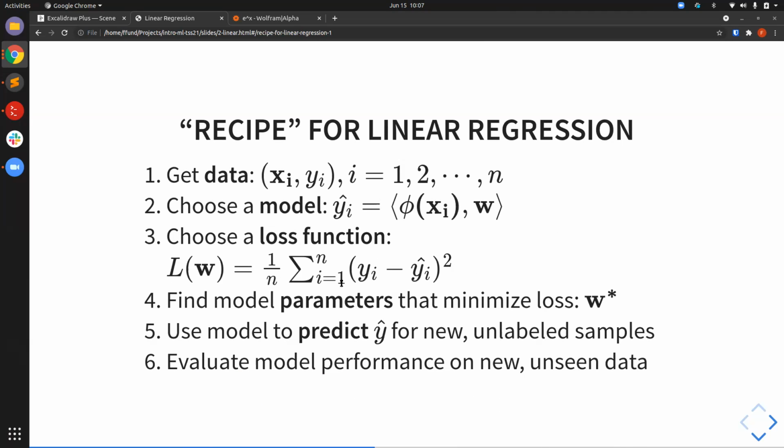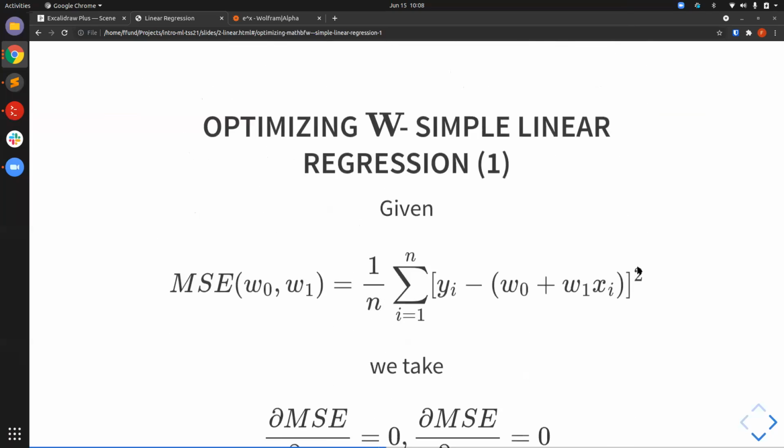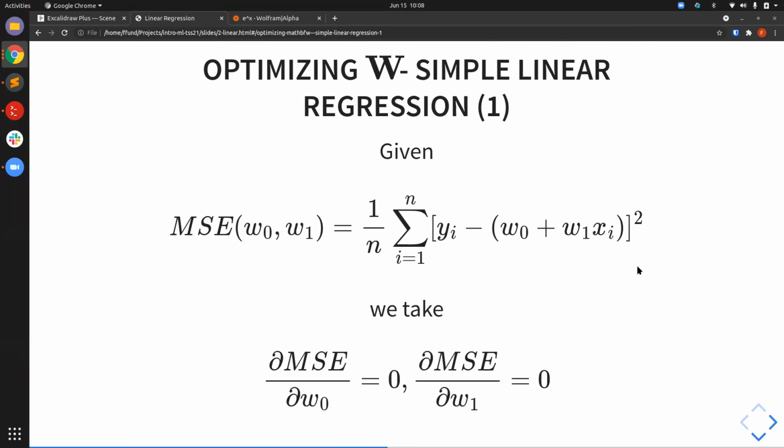So now our recipe looks like this. We've chosen a loss function, and we're going to use this procedure of taking the partial derivative of the loss function with respect to each entry in the weight vector, setting it to 0, to find the model parameters that minimize the loss. The optimal model parameters will be denoted with a little star, an asterisk, next to them. So W star is the optimal model parameters that minimize loss. Okay. All right, so let's go ahead and do that.